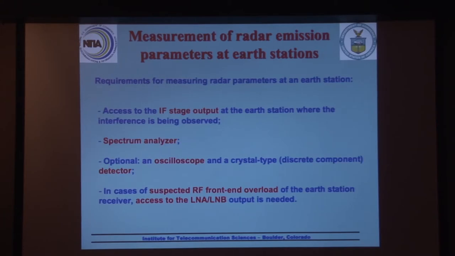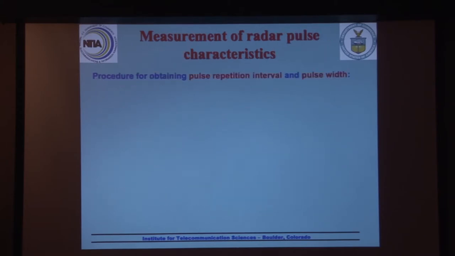Like, for example, an Agilent, previously Hewlett-Packard, 8474B. But there are lots of discrete component detectors you can use. If you think you're getting RF front-end overload at the earth station, then you'll also probably eventually need to get access to the antenna or the dish, where there'll be an LNA or an LNB installed.